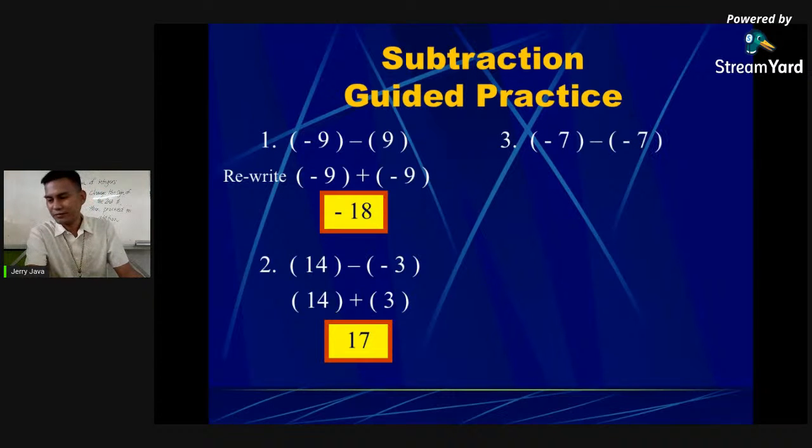Number 3. Number 3 now. Negative 7 minus negative 7. Be careful. Negative 7 minus negative 7. Change the sign of the second number, then proceed to addition. Be careful. 30 seconds.